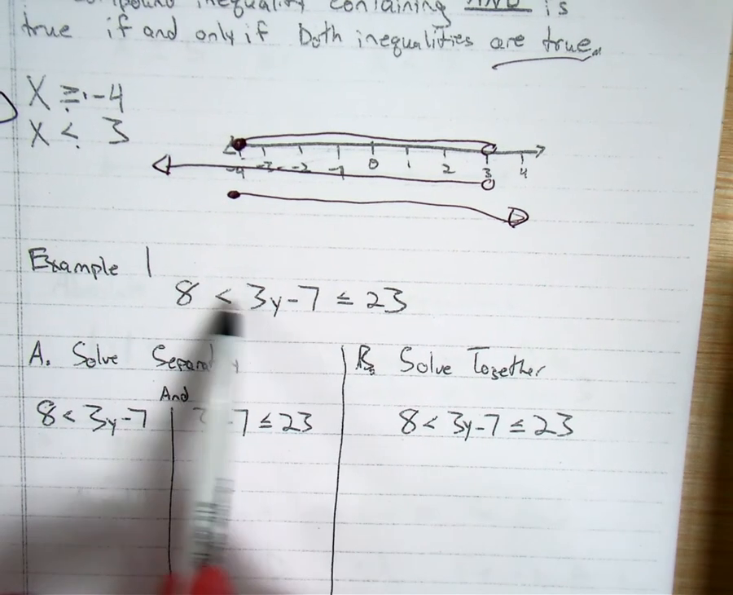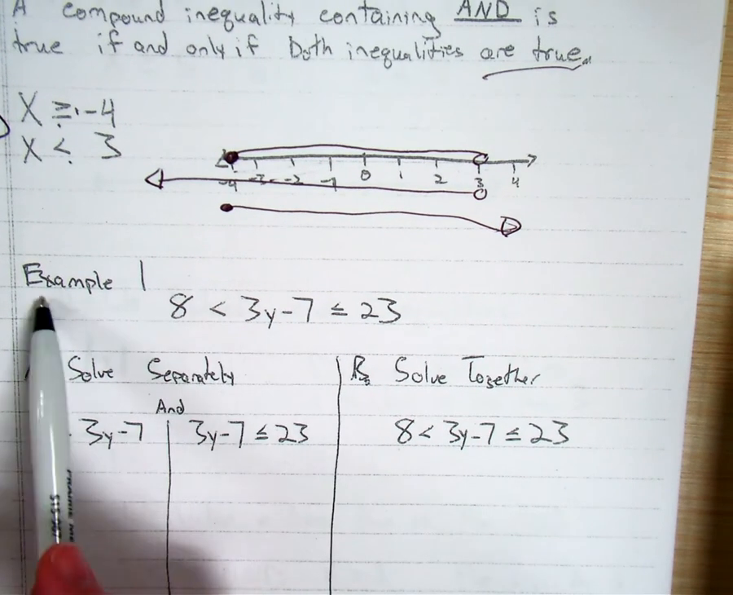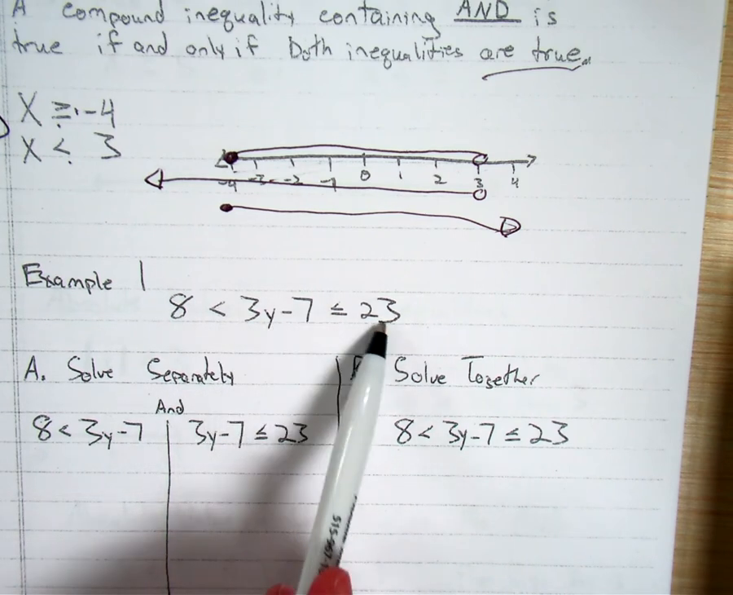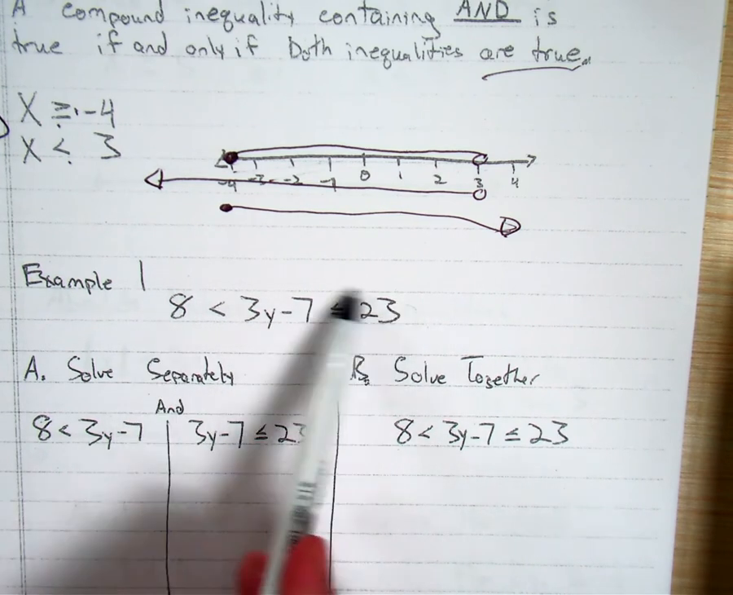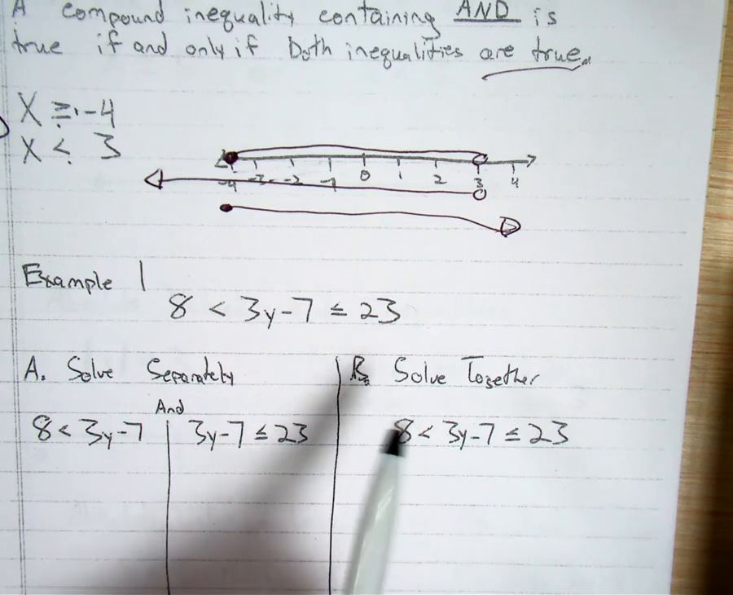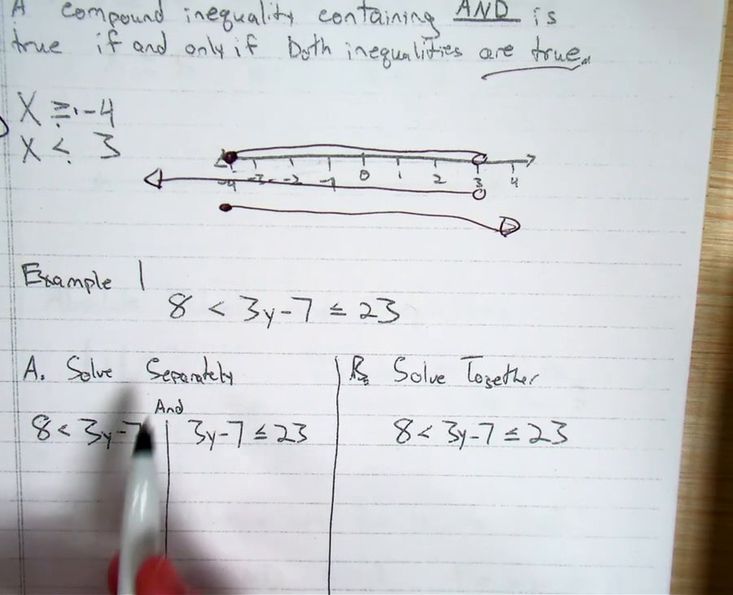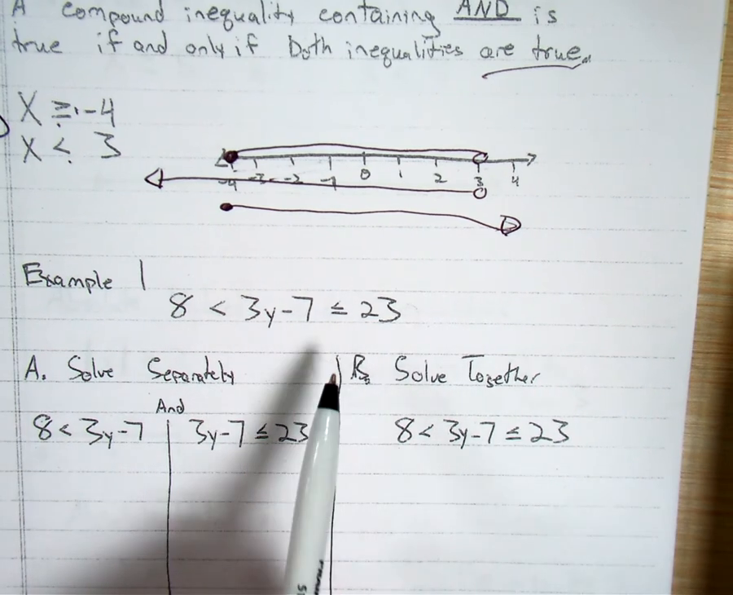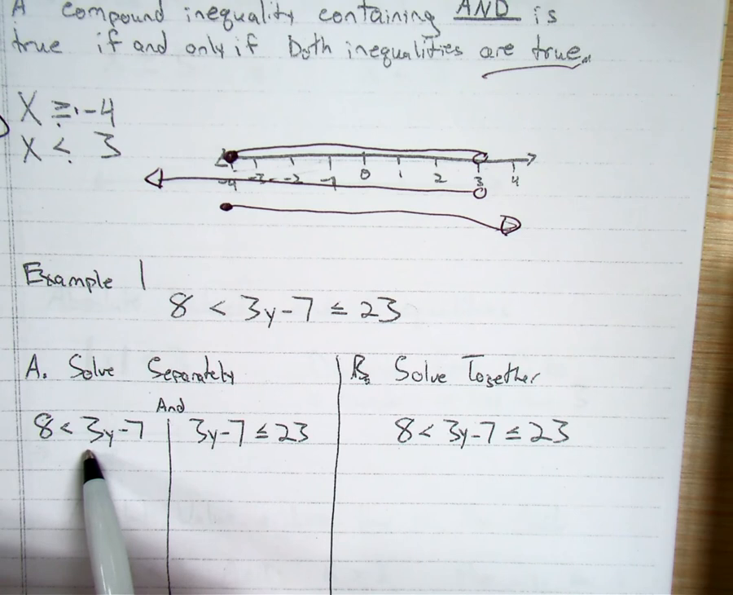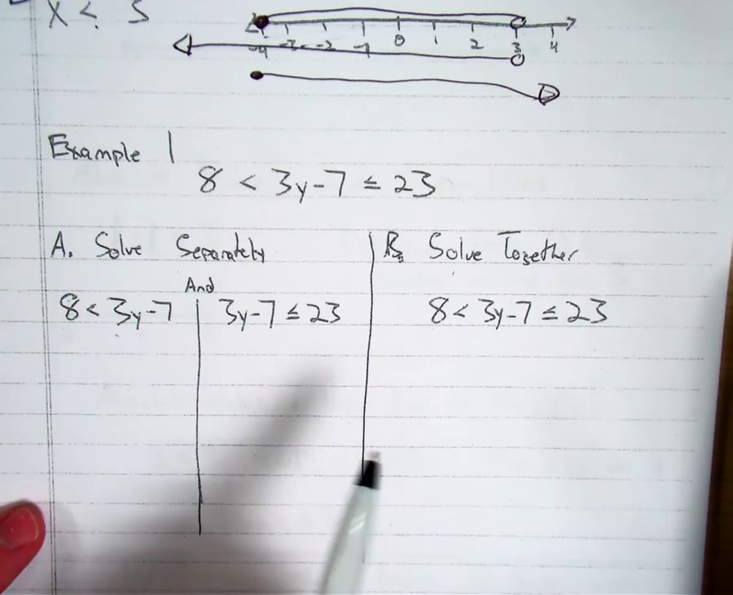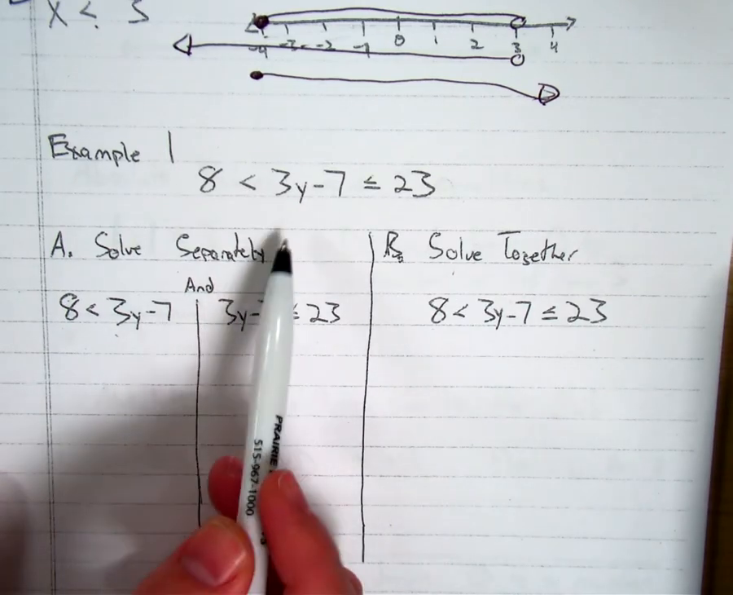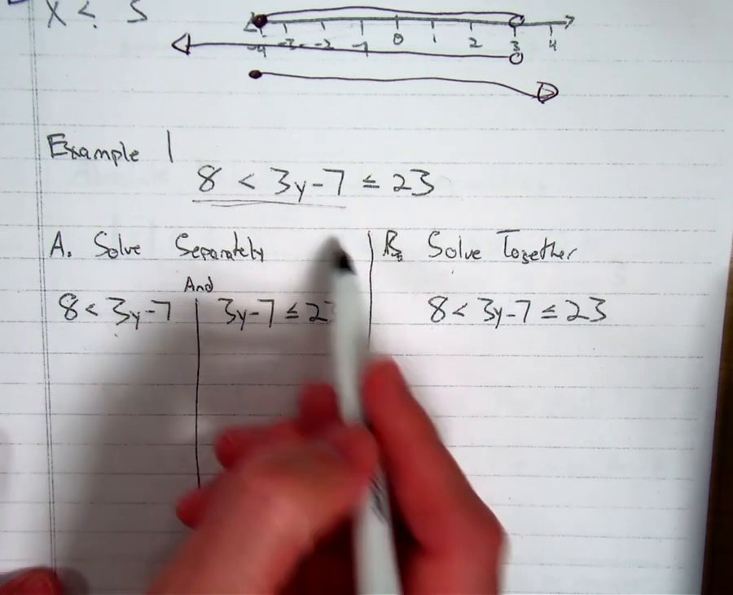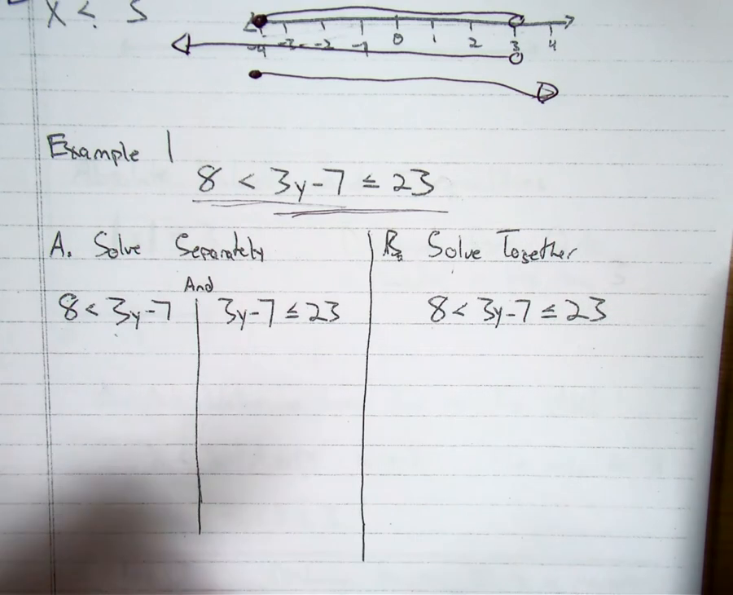Sometimes it's written out like this. 8 is less than 3y minus 7 is less than or equal to 23. They've got it all on one line. Okay? All written down at once. So when we're solving these, we've got two options. Number one, we can solve them separately, or number two, we can do it together. Alright, so we'll look at separately first. For separately, we're only going to look at this one first, and then we're going to look at this one, and then we're going to put it back together.